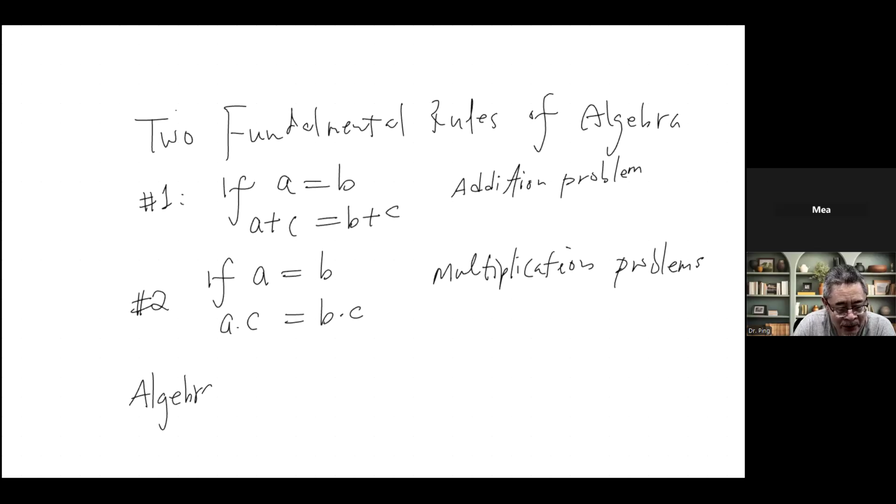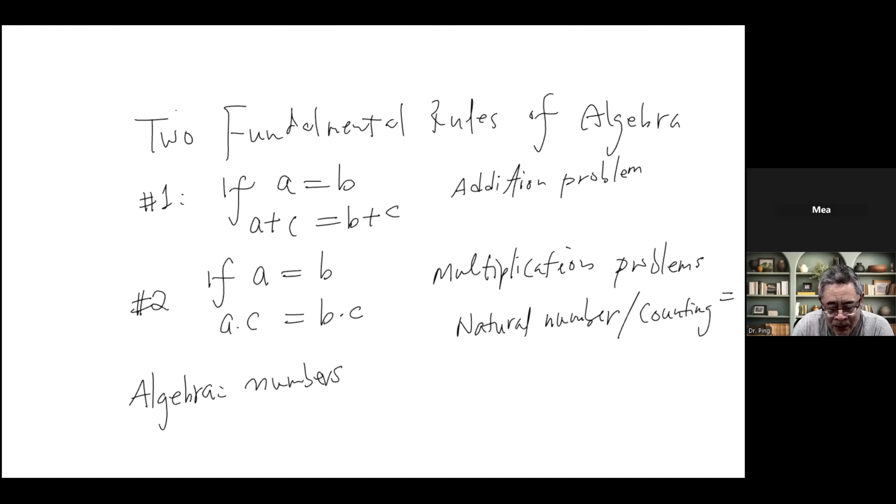And also in algebra, we learned about numbers. Now numbers, we have different kinds of numbers. The first kind of number we call the natural number, and it's also called the counting number. So we've got two names for that. Basically it's 1, 2, 3, 4, 5, and keep going. That's what we learned pretty early on.